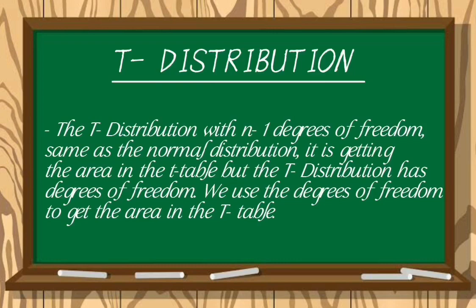but the T distribution has degrees of freedom. We use the degrees of freedom to get the area in the T distribution. It is the same as the normal distribution in getting the area. The only difference is that the T distribution has degrees of freedom. So we use the degrees of freedom to get the area in the T distribution.